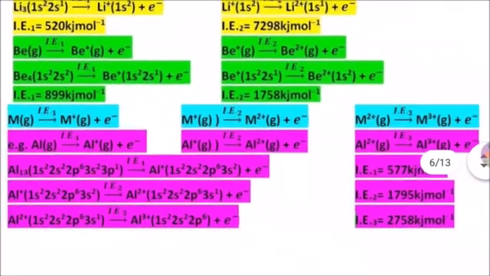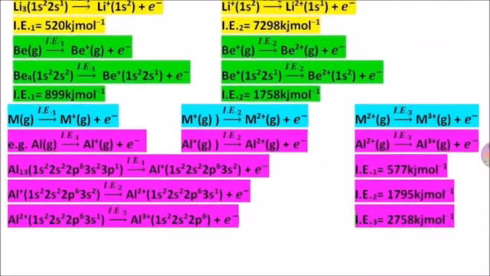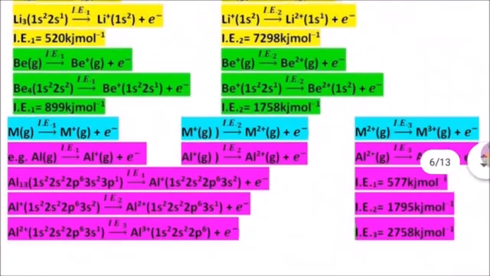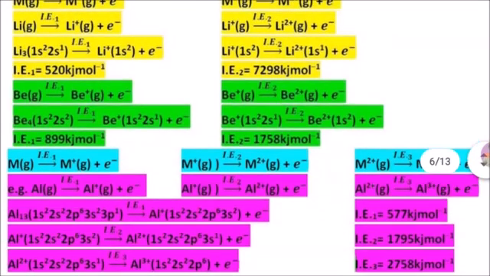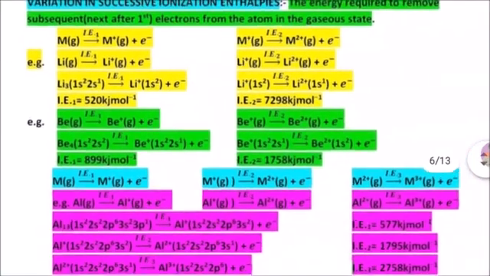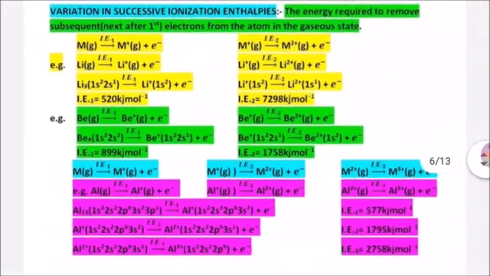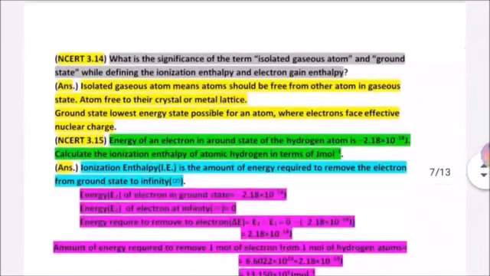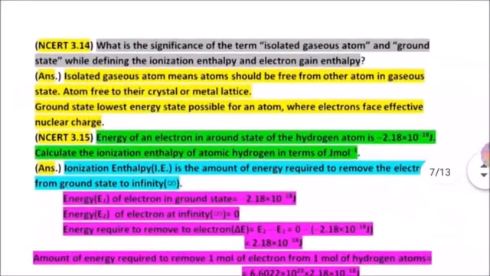So students, the successive ionization enthalpy is greater in comparison with the first ionization enthalpy. Now the cases of aluminium, beryllium, and lithium, you can easily understand by pausing this video. So there are some questions based on this topic.